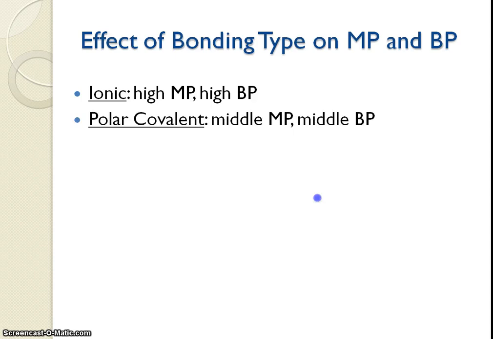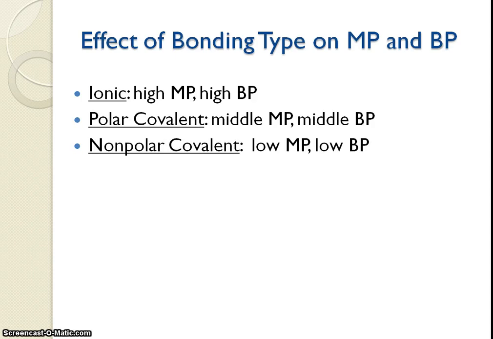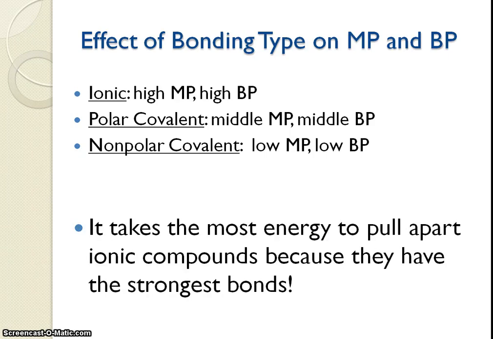So the reason you need to know this is if I give you a list of compounds and I say which one has the highest melting point, well obviously you're not going to memorize the melting points of a whole bunch of different compounds, so you need to be able to compare the compounds based on their bonding. So once you determine that one is ionic, you know it's going to have the highest melting point and the highest boiling point. That's what MP and BP stand for. If you determine that one is nonpolar covalent, that's going to be a low melting point and a low boiling point. So using the types of bonds, you can compare different compounds in terms of how well you can break them apart. So it takes a lot of energy to pull apart ionic compounds because they have the strongest bonds.